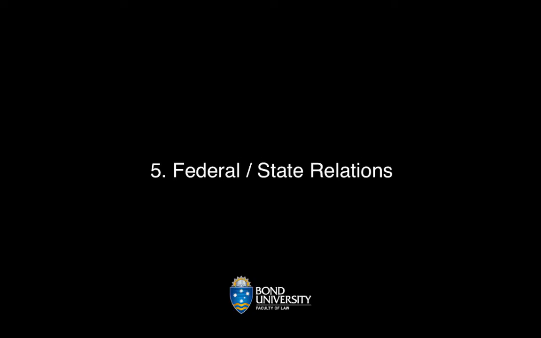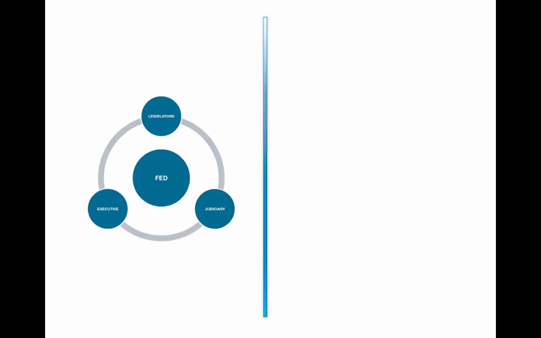Federal-state relations. We have looked at each of the three arms of the federal government: the legislature, the executive, and the judiciary. And we have seen that each of the governments in the 6 states also have 3 arms.